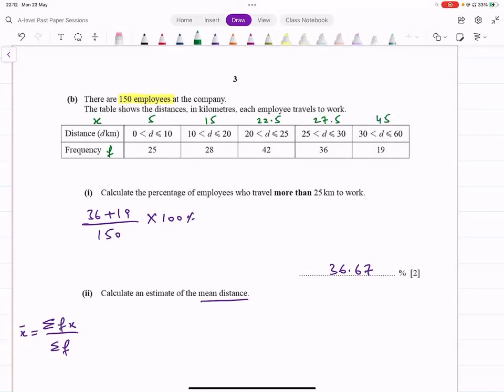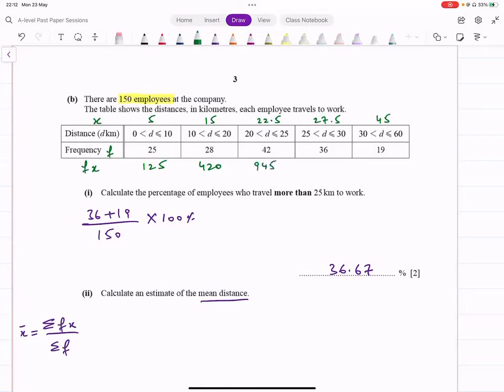Midpoints आगे, अब आपको क्या करना है, fx कैलकुलेट करना है, इन दोनों को मल्टीप्लाई कर देना है. ये जो फ्रीक्वेंसी वाली रो है और जो x वाली रो है, इन दोनों को आपसे मल्टीप्लाई कर दें, you'll get your fx. Okay, let's do that. 25 into 5, that's 125. 28 into 15, let's calculate that. 28 times 15, that is 420. 42 into 22.5, that's giving me 945.